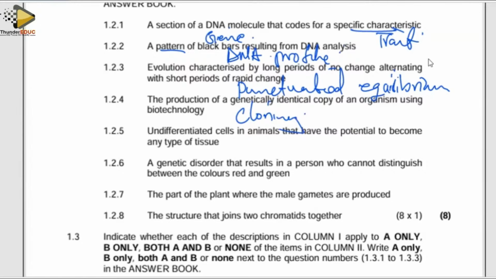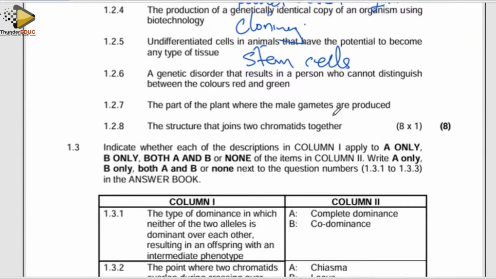Undifferentiated cells in animals that have the potential to become any type of cell. We call them stem cells. If you can't remember this, then it means that you have a problem with the cerebrum. A genetic disorder that results in a person not being able to distinguish between colors. How do you call that genetic disorder? We call it color blindness.